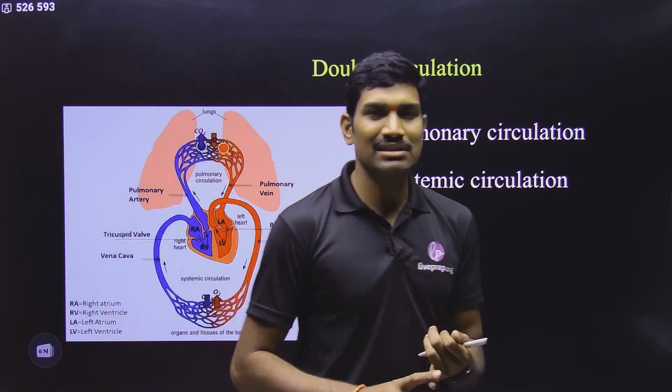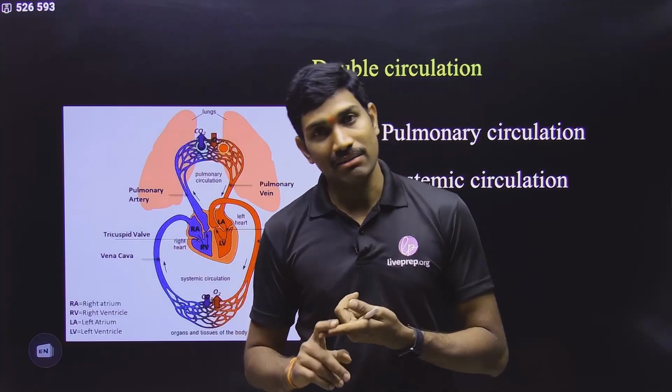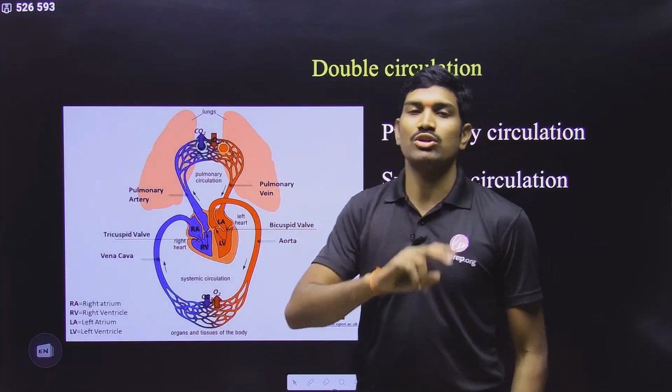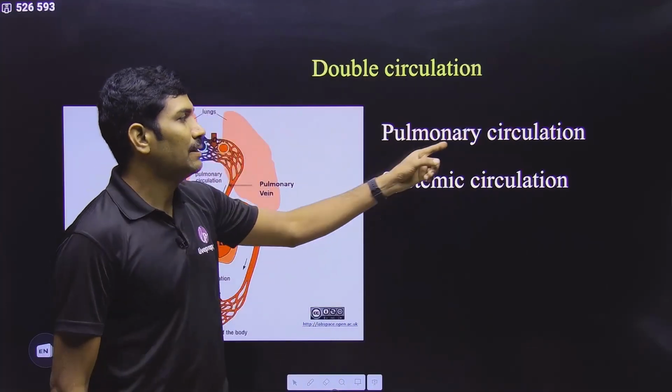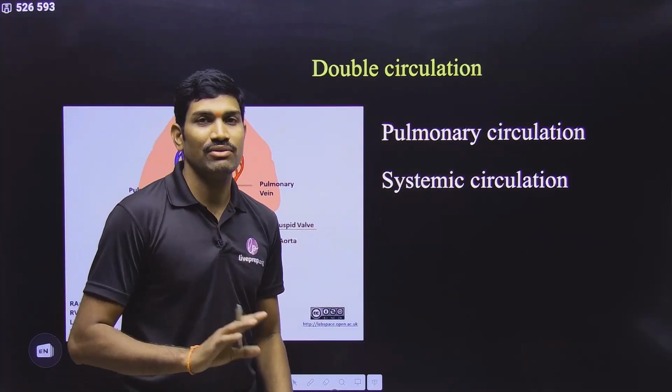Already we studied about single circulation and double circulation. In double circulation, we studied incomplete double and complete double circulation. In the case of complete double circulation, we studied two names. What are those two names? One is called pulmonary circulation and the other systemic circulation. Already we covered this, that's why I'm not giving further explanation.